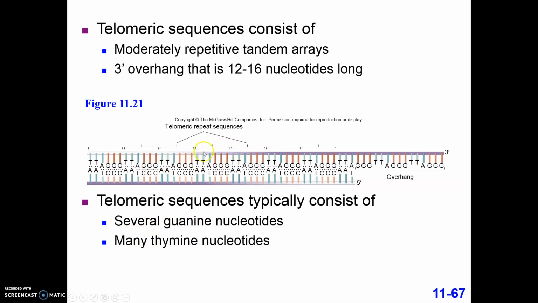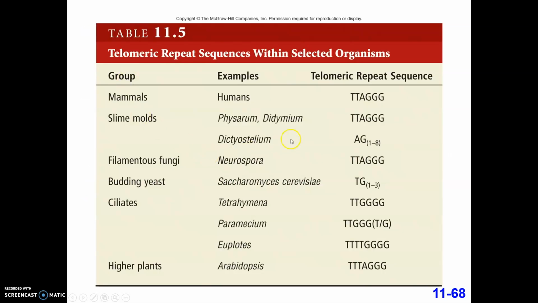The actual sequence itself can vary among organisms. So here we have humans, slime molds, various plants, and you can see that the sequence is largely the same, with only minor variations. But there are some more diverse things out there.